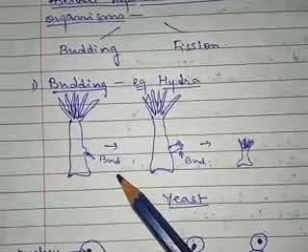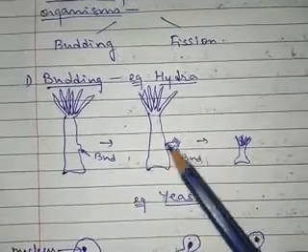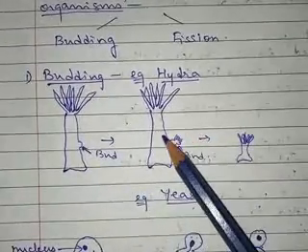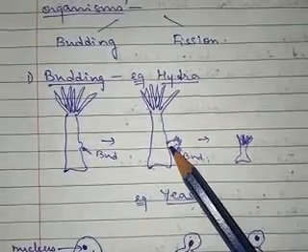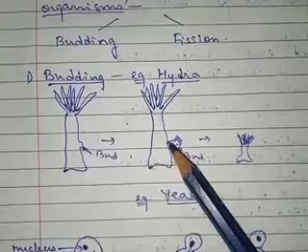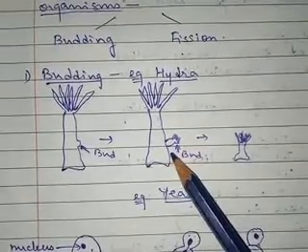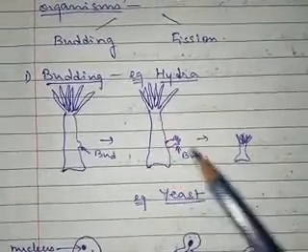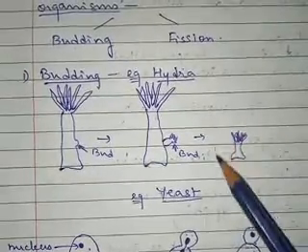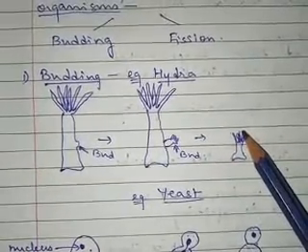Later on this bud grows, as you can see over here. The bud grows and forms a new individual. Later on this new one separates from the parent and then it can grow as an independent organism. Understanding?